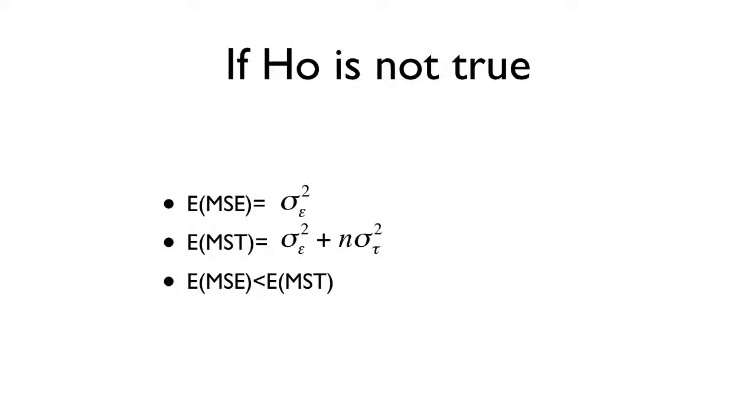What happens is the expected value of mean squared treatment is actually sigma squared sub epsilon plus n, the number of subjects per group, times sigma squared sub tau. What is that? It's just variance due to being in different groups, which under the null hypothesis is always 0. So the expected value of mean squared error should be less than the expected value of mean squared treatment if H0 is not true. I'm confusing myself.